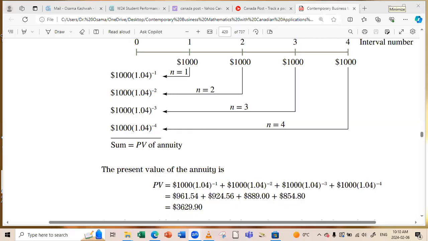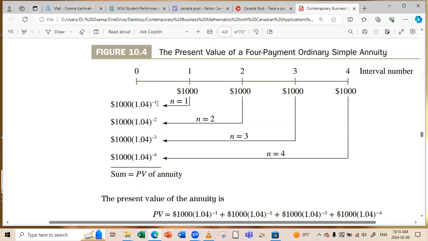This part is about the present value of one sum and the present value of the annuities. So we have here the present value. What is the meaning of present value?